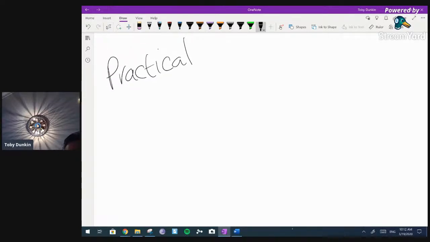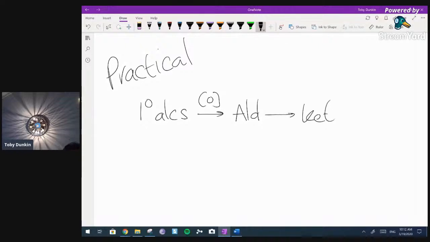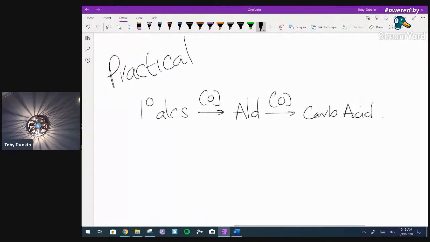Because we know that primary alcohols go through a 2-step oxidation to an aldehyde and then onto a carboxylic acid. So there's a problem here. Sorry, folks, carboxylic acid. So how would we actually get each of these individual products? I want them separate. So how would I do it?